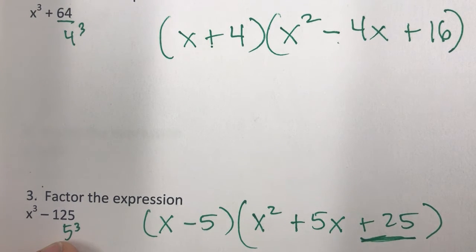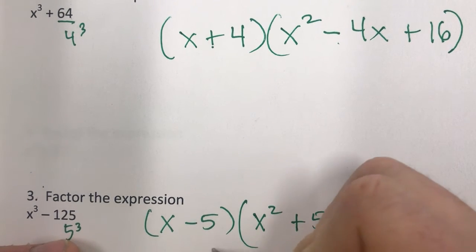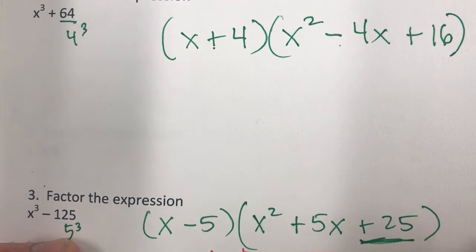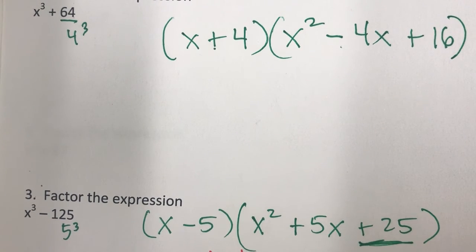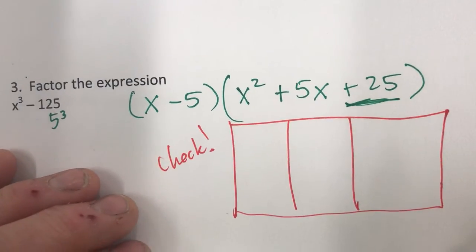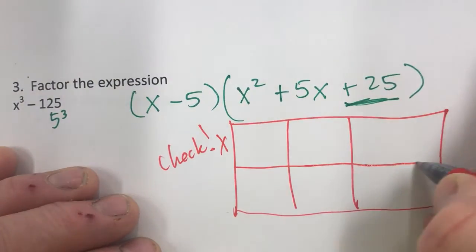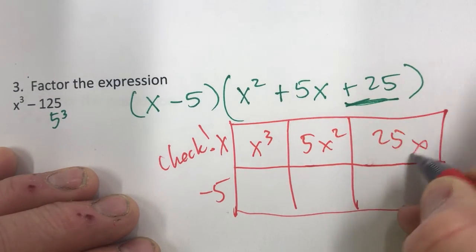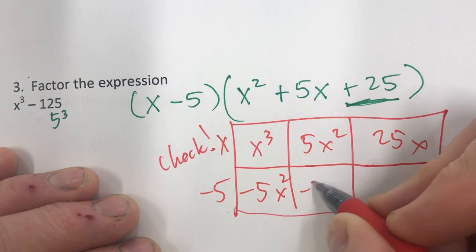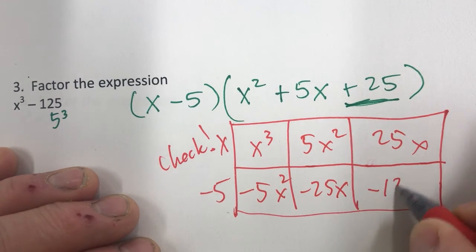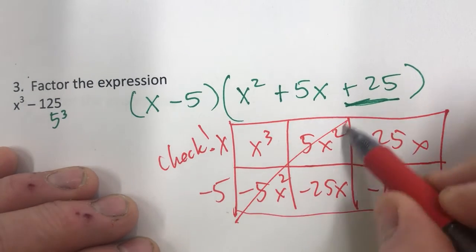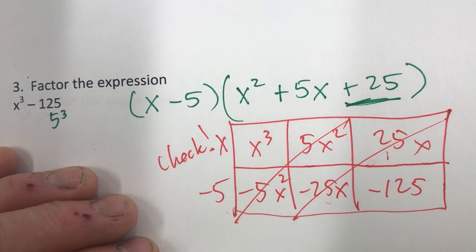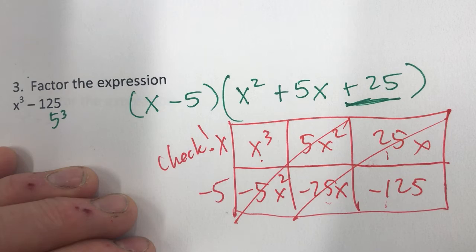And of course, you could build a multiplication box just to check. This you don't have to do, but let's check it. So just build a box underneath here. You got a column for each. And right here I'm going to have x, and I'm going to have minus 5. This is x to the third, this is 5x squared, this is 25x, this is negative 5x squared, this is negative 25x, and this is negative 125. Just do your multiplication, but look, these cancel and those cancel. One's plus and one's minus. So I have x to the third minus 125. So that's how you could check it.